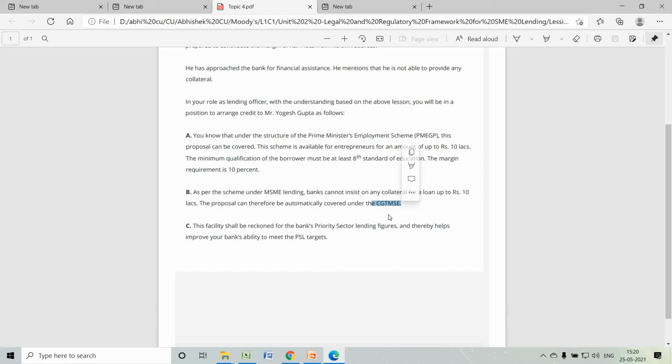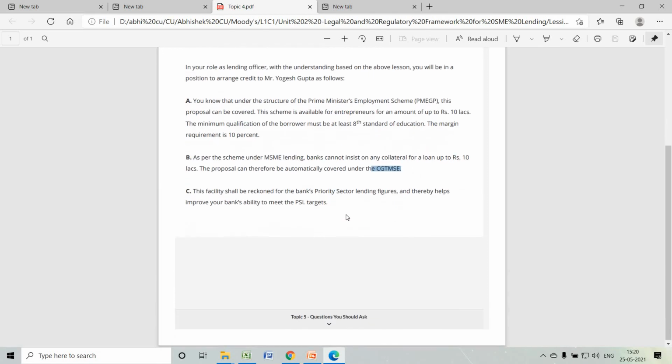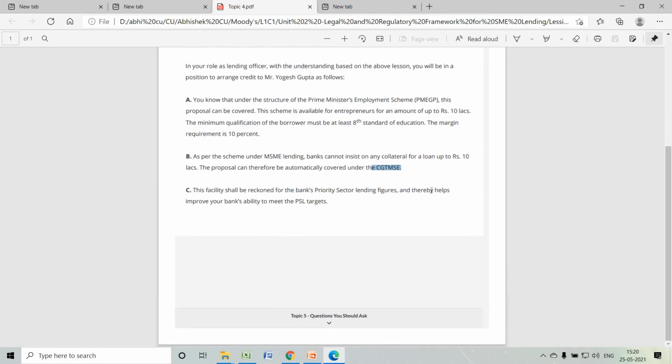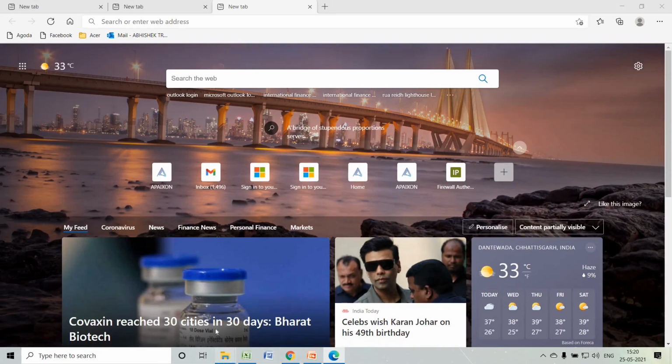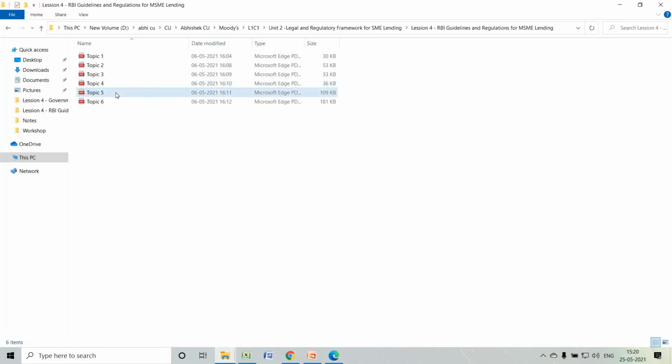So for a loan up to 2 crore, it can be covered under CGTMSE because it is an unsecured loan. Now this facility shall be reckoned for the bank's priority sector lending figures and thereby helps you improve your bank's ability to meet PSL guidelines, that is, priority sector targets which have been set by RBI. So these are the things. So I hope we have covered topic 4 also. This is a small topic.